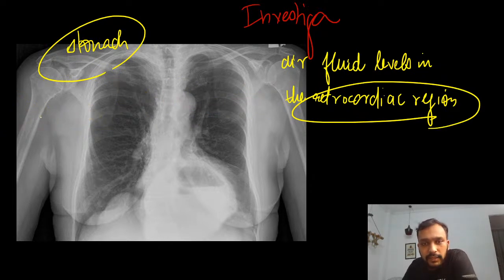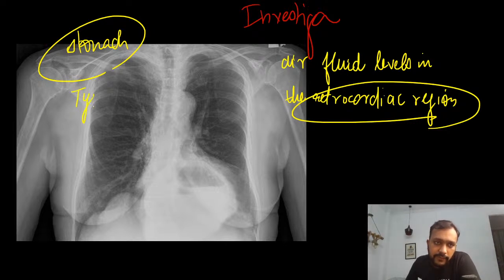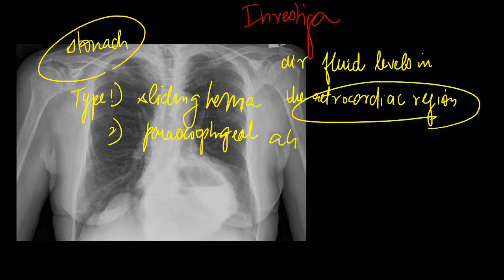Okay guys, now tell me, what is the classification, what are the various types you are going to see in hiatus hernia? Anyone? So type 1 is just a sliding hernia. Okay. Type 2 is paraesophageal hernia, with the GE junction at its normal location, at its normal position.